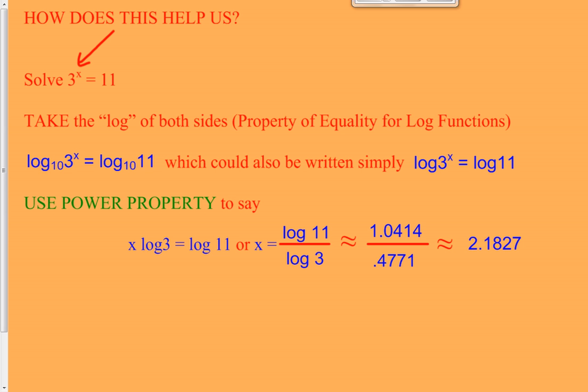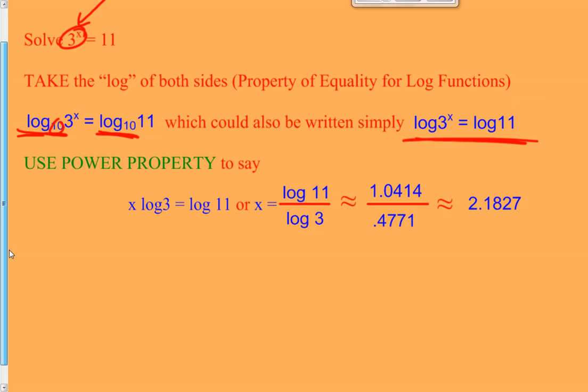I want to know what x is. If I take the log of both sides of an equation, as long as you do something to one side, you can do it to the other, and it doesn't change the equation at all. I can multiply by the same number on both sides, divide by the same number on both sides. I could take the log of both sides, and I don't change the equation at all. So that's what's happening here. I could take the log base 10 of 3 to the x and the log base 10 of 11, and I haven't changed the equation at all. It's still balanced. And I don't even have to write this base 10 in here, so I could really just write it like this: log of 3 raised to the x equals log of 11.